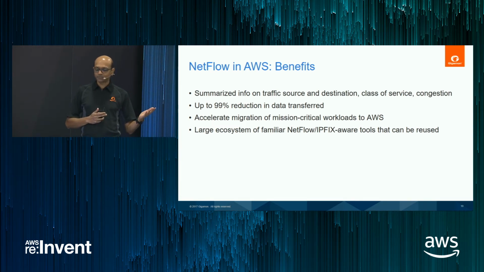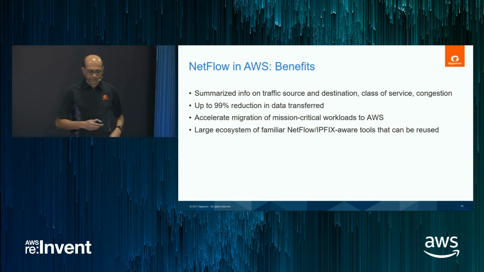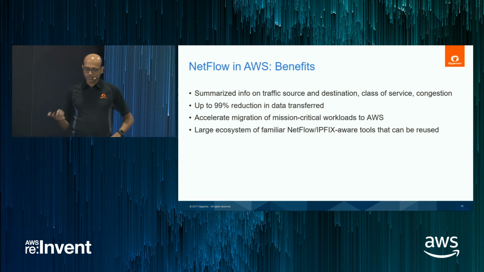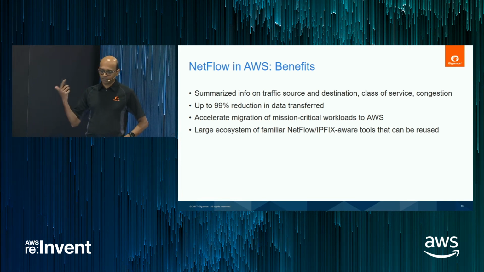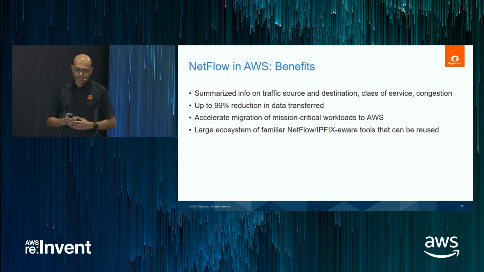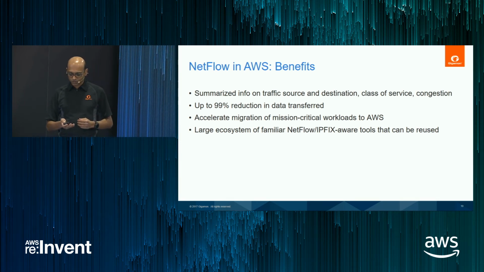full packet capture. And so a good way to use this would be to use it as a 1-2 punch. So when you want to do any kind of coarse analysis, use flow records. When you want to do detailed analysis, you supplement that with full packet data or wire data. So the NetFlow records themselves provide summarized information into the traffic source, destination, congestion causes, class of service, and using this in combination with packet data, you could help accelerate the migration of your mission-critical workloads to AWS.